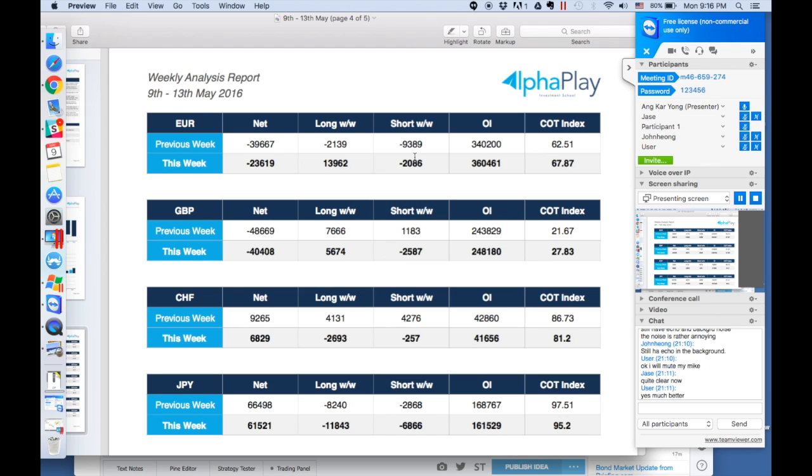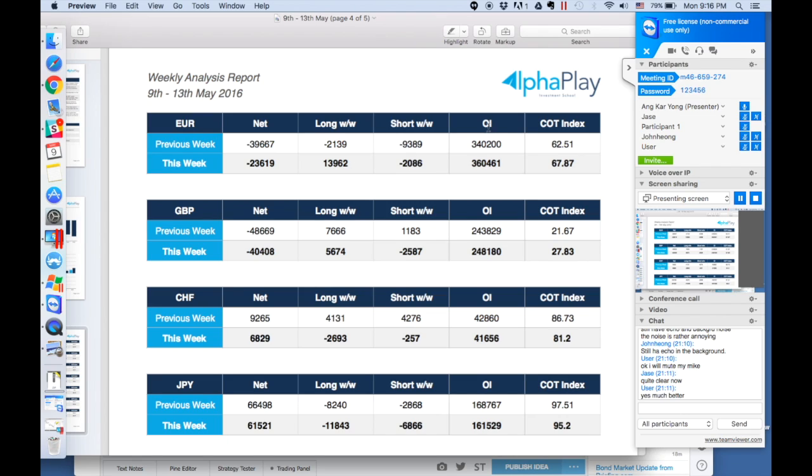Over at the short positions, you can see that this week we have 2,000 short positions exiting from the euro futures. So this shows you that people are buying into euro futures and exiting their short euro positions. This gives you a key idea that the demand for euro futures is increasing.